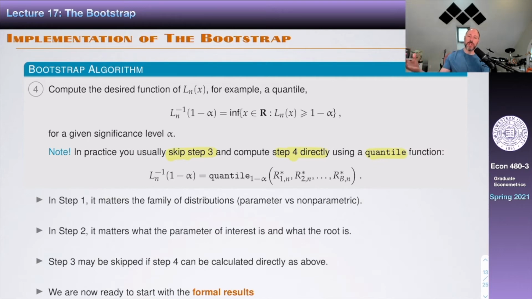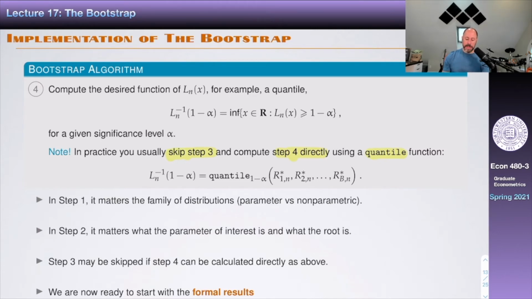You're going to get your draws in step 1. In step 2, you're going to compute the roots for each of these samples. There are B of them. And in step 3, you're just going to compute the 1 minus alpha quantile of this list. Okay? But conceptually, it is better to think about the Bootstrap in these 4 steps. And also, if you need something that is not the quantile, then sometimes you will need to compute the empirical CDF.